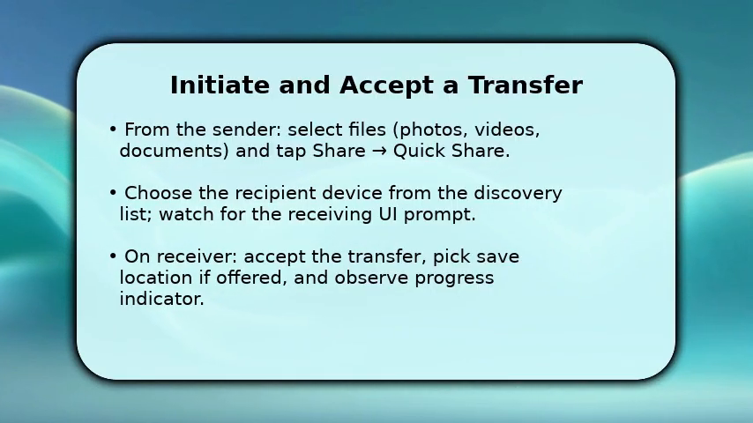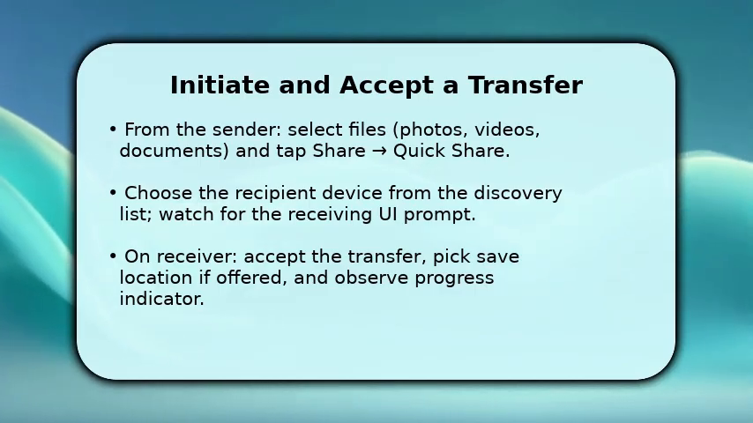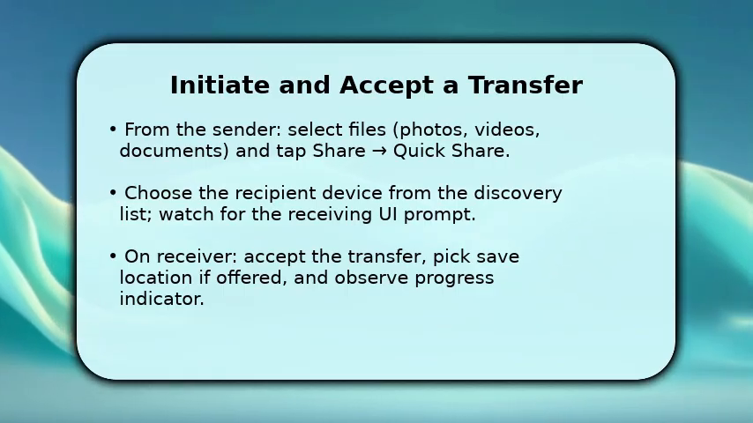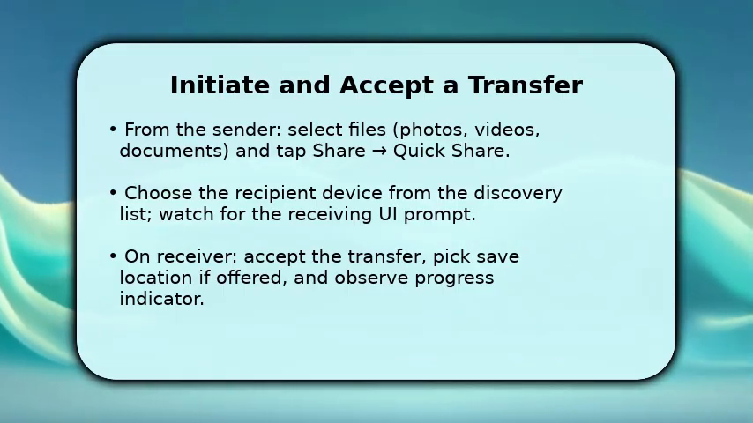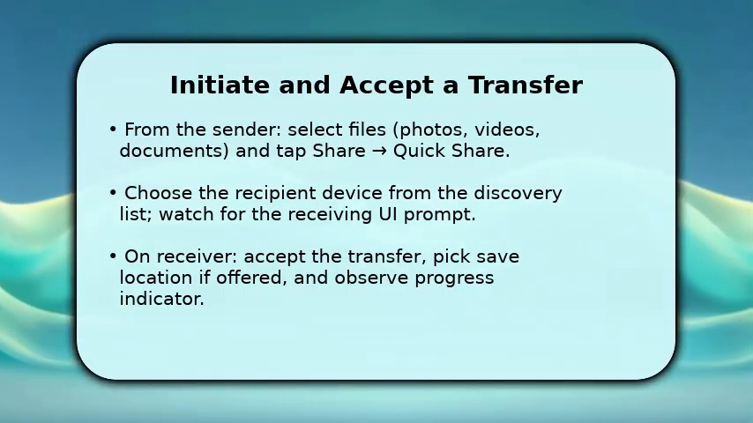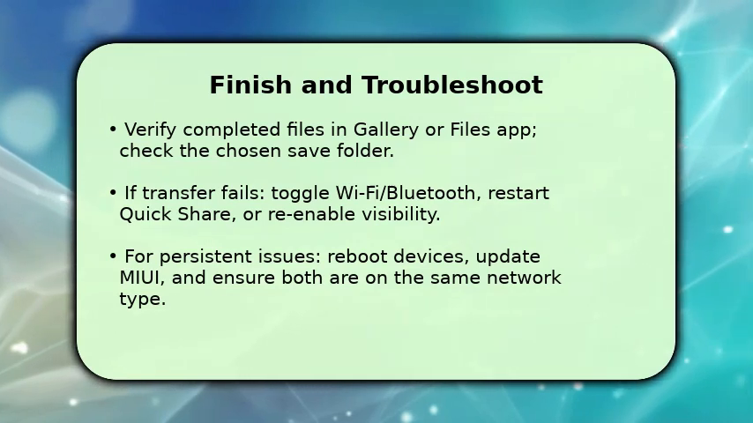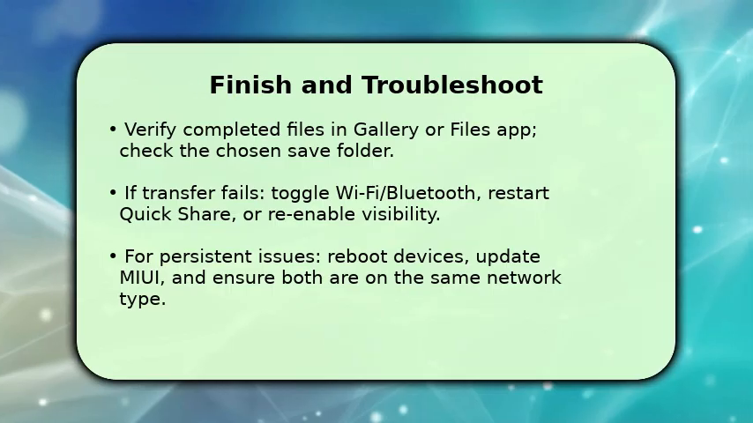On the receiving phone, a prompt will show you the sender name and file type. Accept it. Make sure to pick the save location if prompted. Monitor the progress bar. Larger files take longer, so keep both screens awake and stay close. After the transfer completes, find the files in Gallery or the Files app in the Save folder you selected.